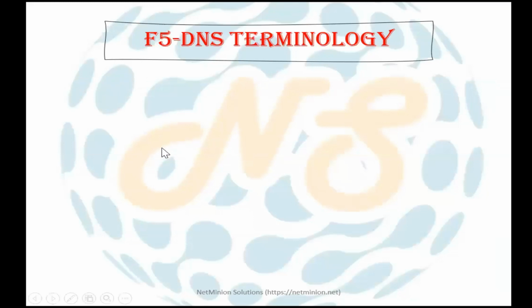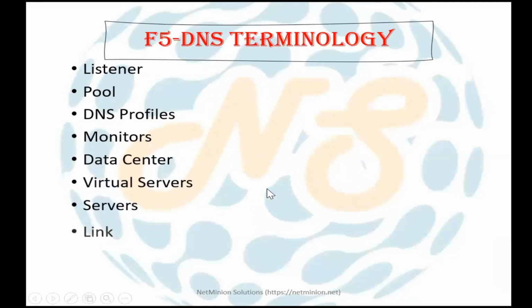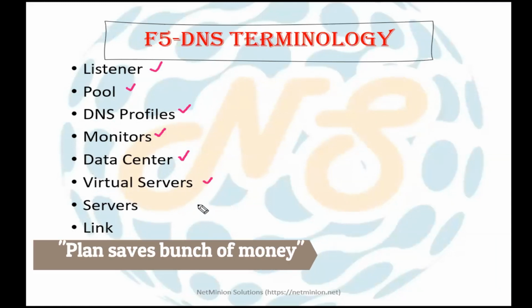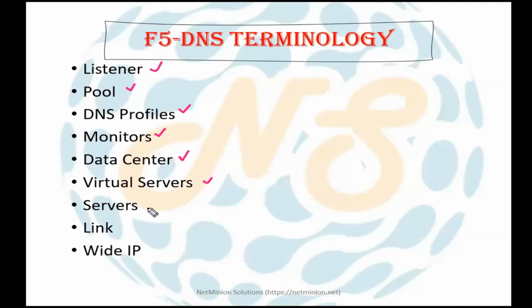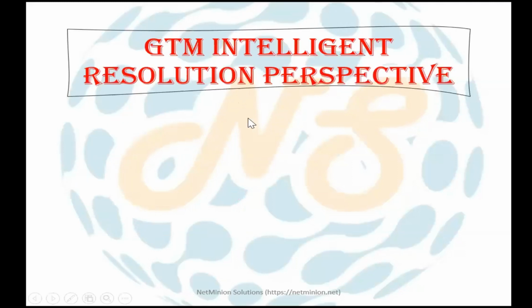Now, there are some terms which will come into the picture when we do our F5 DNS configuration. You will be watching out for these terms sooner or later in our classes, like listener, pool, DNS profiles, monitors, data center. Data center is not quite like the data center in the common term, but here data center needs to be configured. Virtual server, not quite like your LTM, but here also virtual server will come into the picture. Servers, links, wide IP. These are all terms we need to be aware of while configuring our BIG-IP DNS. Let us talk about them one by one.